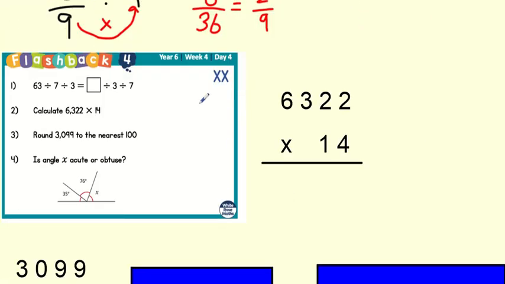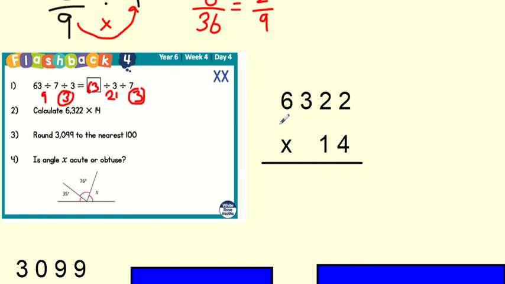Okay, let's have a look at question 1 then. 6 of our flashback now. 63 divided by 7 divided by 3 equals, or is the same as, something divided by 3 divided by 7. That's going to be 63. We're trying to balance it out to make it the same. If I was to do 63 divided by 7, that would be 9. 9 divided by 3 is 3, so we know that side totals 3. 63 divided by 3 is 21. 21 divided by 7 is 3. Okay, so they both are equal, they're all the same.